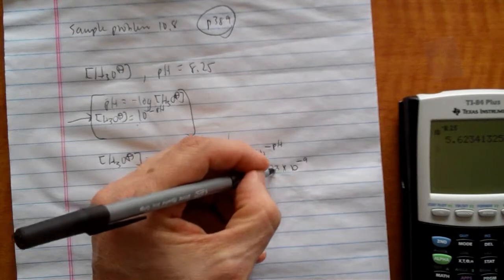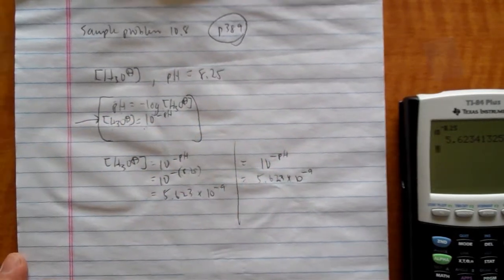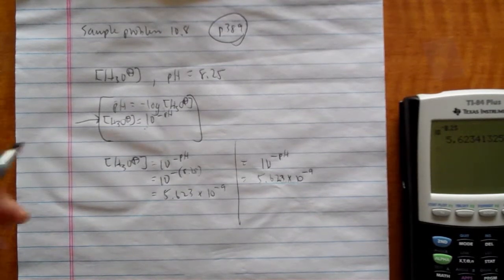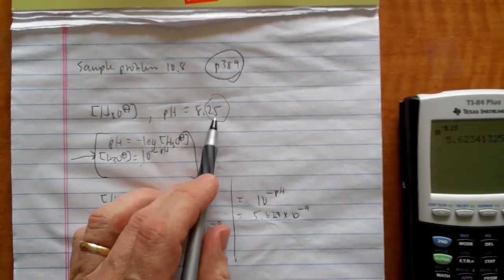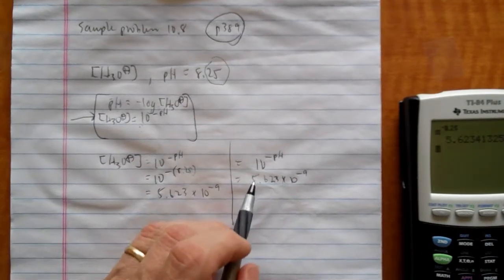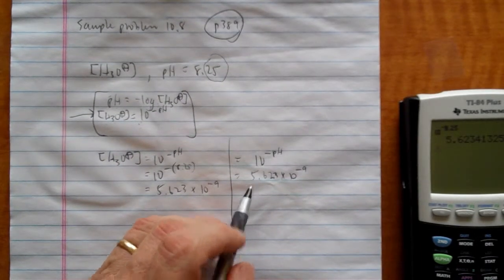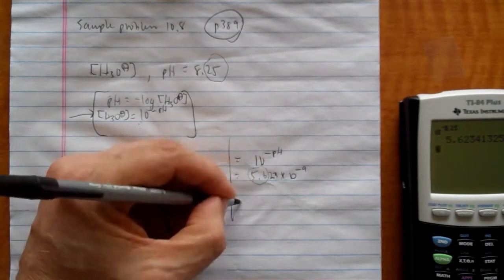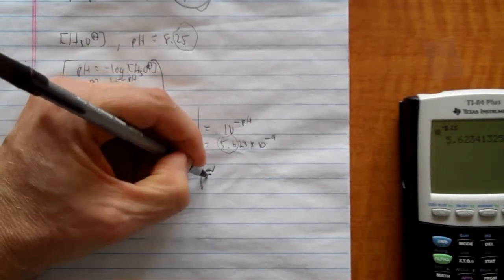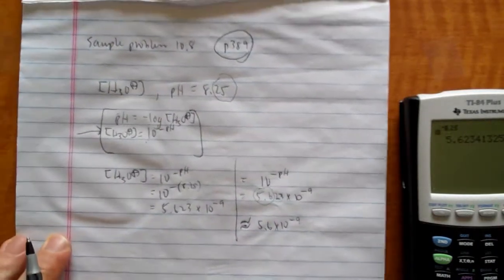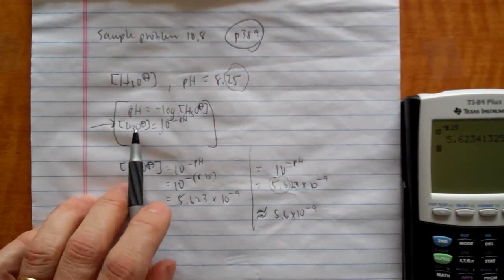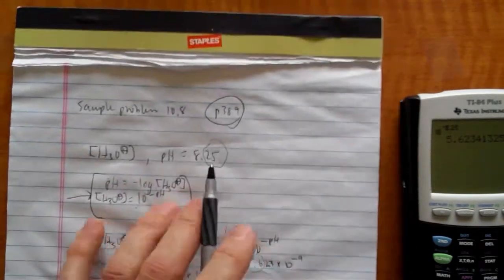The last thing I'm going to say about this is something I wouldn't make a big deal out of, but she does, and so let's go with the way she says it. She'll be the standard, as always. She says that if there are 2 digits past the decimal point, then in our answer we're going to say there are 2 sig figs. So this is roughly equal to 5.6 times 10 to the negative 9. That's the concentration of hydronium ions in solution from page 389.